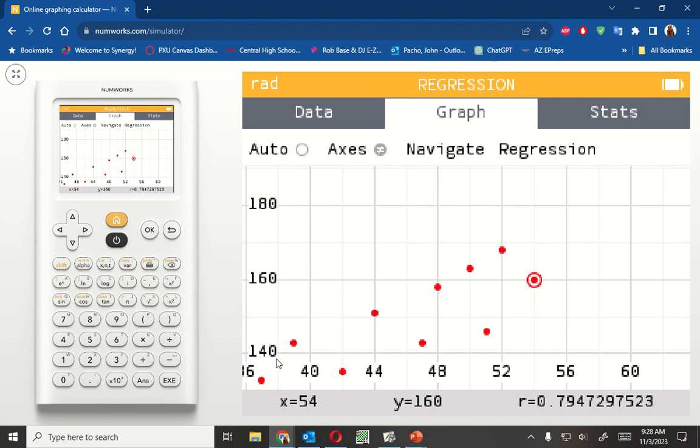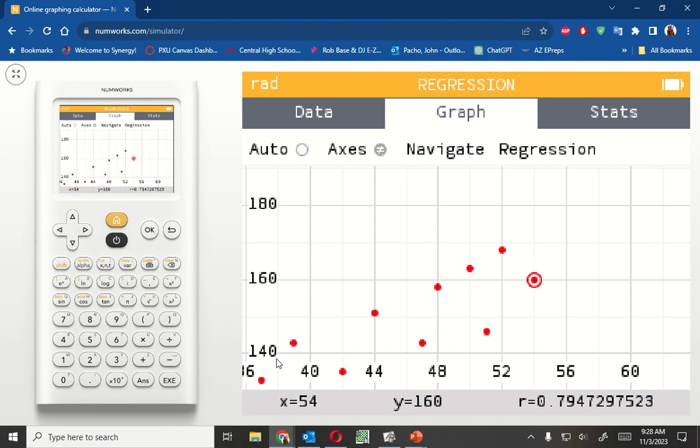So given this information, by plugging this in, do I know what my R value is now? It's right there. 0.79. Okay, is that positive? Yes. So what does that mean about the trend if it's positive? It's going up, right?